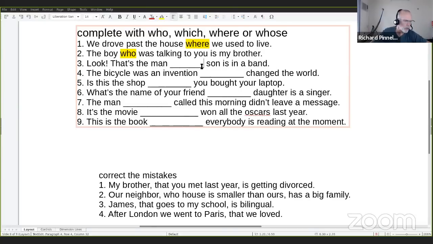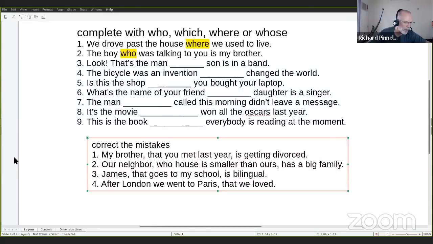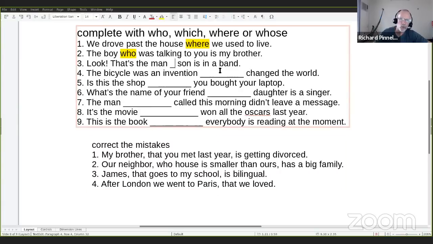Look, that's the man. What about this one? Number three. Who's got the answer to number three? Number three is not who, no. Gregory is not who. Anybody got the answer? Yeah, Irma, congratulations. Look, that's the man whose son is in a band.